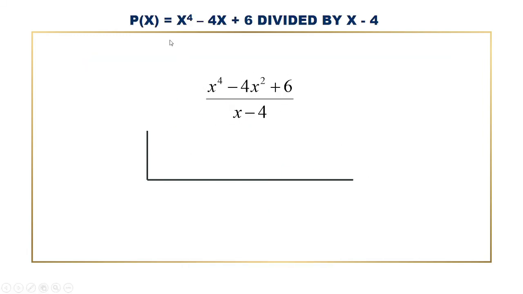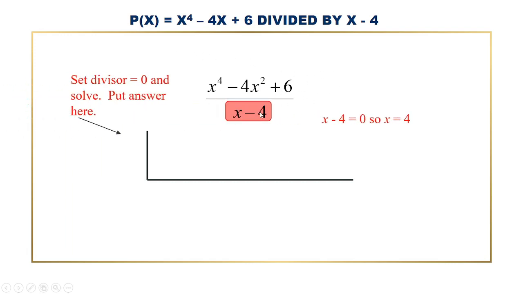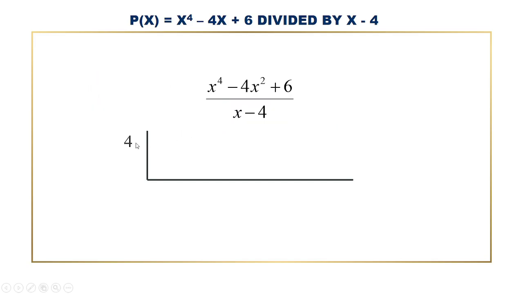Another. Divide x to the fourth minus 4x plus 6 by x minus 4. Here you see that some terms are missing. Start with the test 0. So we set the divisor equal to 0. So x minus 4 equals 0. So x is equal to 4. So we put 4 there.